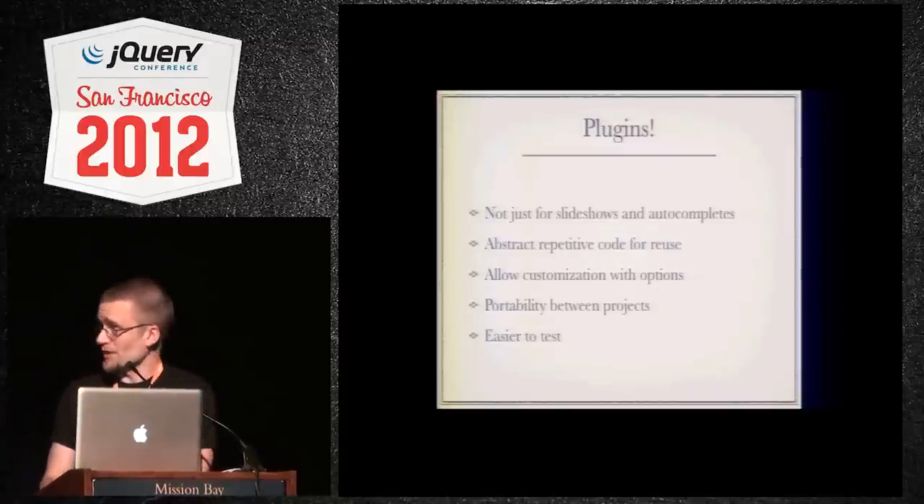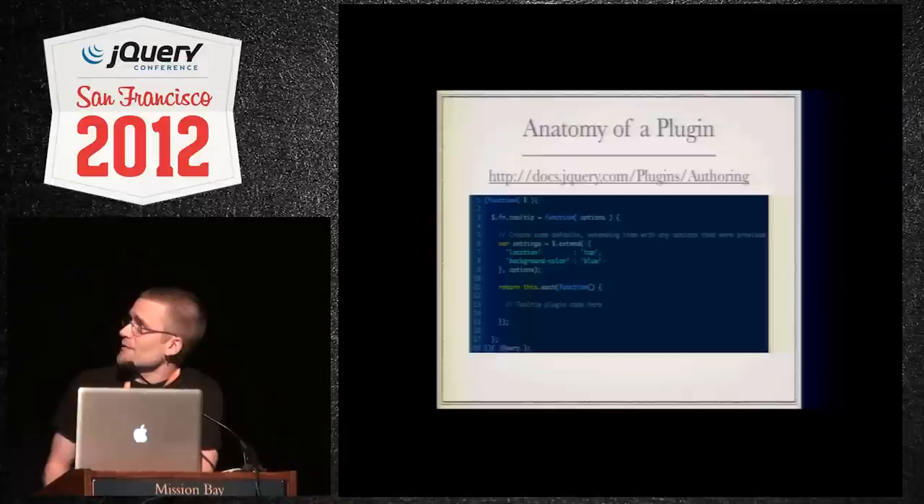So I'm not going to go too far into that, but let's go into the anatomy of a plugin. This is a very basic example skeleton of how you would write a plugin. This is taken right from the jQuery docs website, which I've been told by Yehuda is severely out of date. Hopefully that'll be fixed soon.